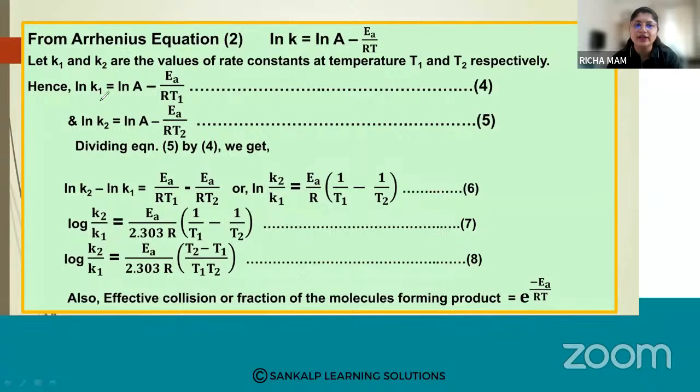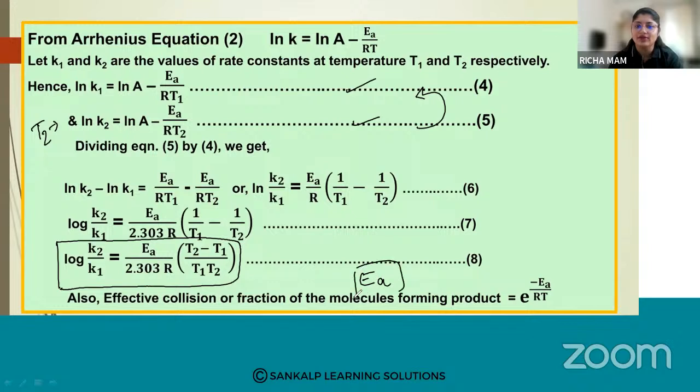Hence ln k1 = ln A minus Ea/RT1. For T2, ln k2 = ln A minus Ea/RT2. If you divide one equation by the other, you get the result; these are the steps. By using this particular equation, we can determine Ea. Got it?